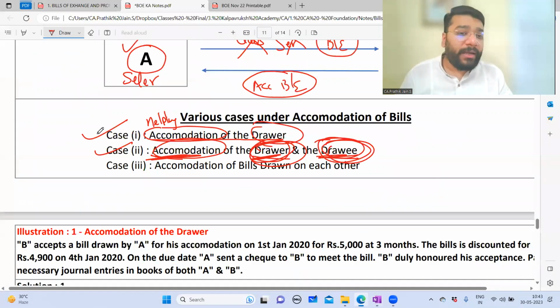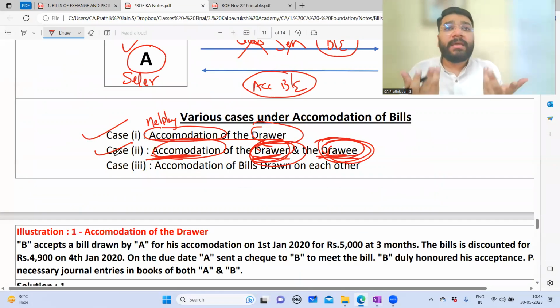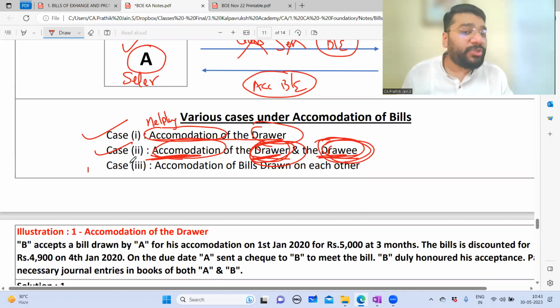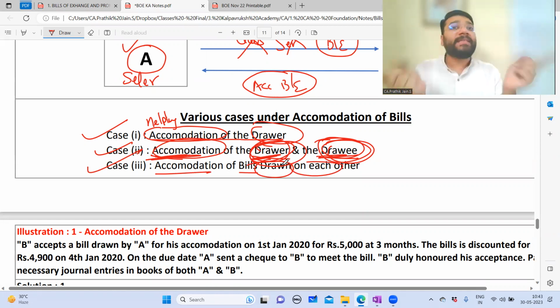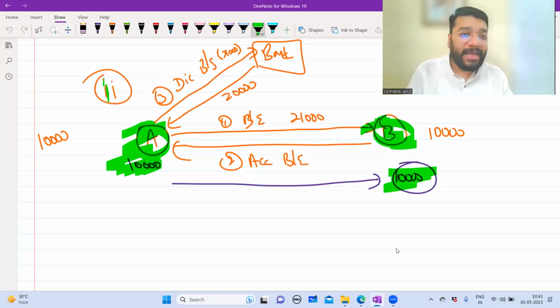I'm just trying to make you understand what case 1, case 2, case 3 mean. In case 1, the drawer is drawing the bill and the drawer is the only one getting the help. In case 2, the drawer is drawing the bill, but both drawer and drawee are getting help. Now case 3 is a situation, guys, of accommodation of bills drawn on each other. Bills drawn on each other, which means, guys, the third case is a scenario.